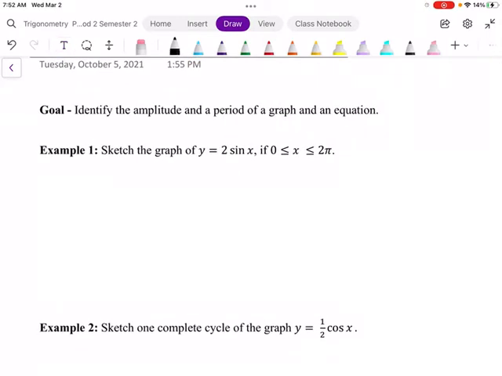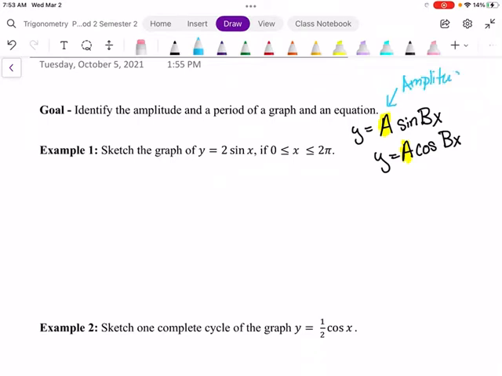So when we're looking at an equation, whether it's sine or cosine, we are going to have the standard form of y equals a times the sine of bx, or y equals a times the cosine of bx. This a value in the front is going to be our amplitude. So before, when we graphed our regular sine cosine function, our maximum value was 1 and our minimum was -1.